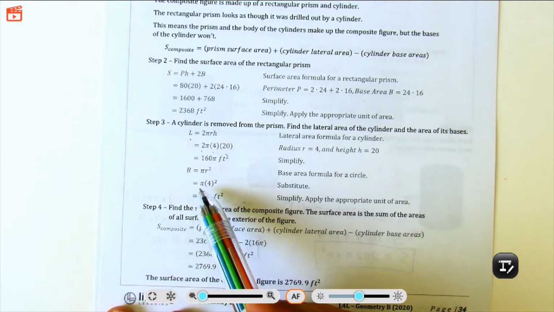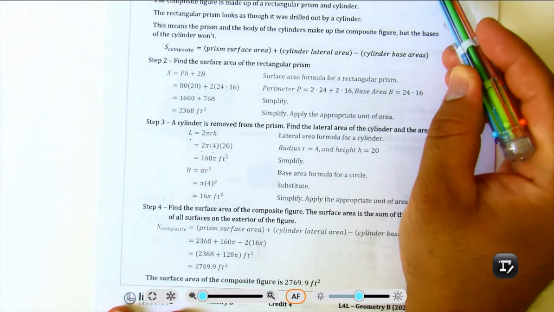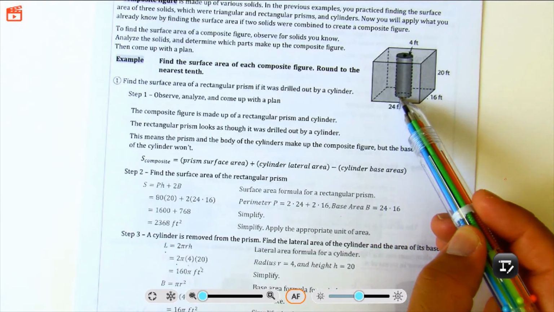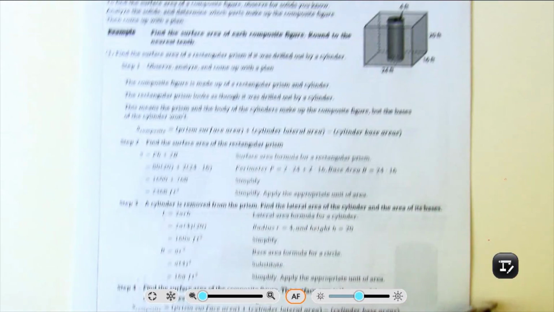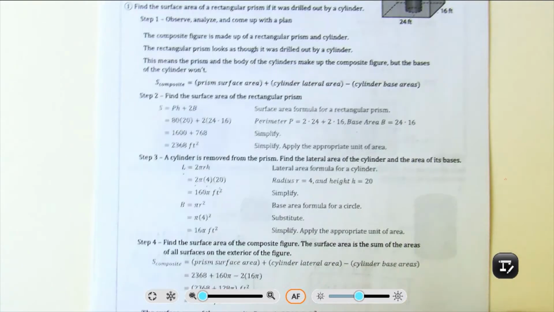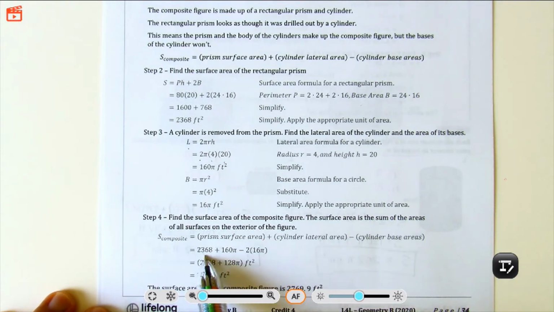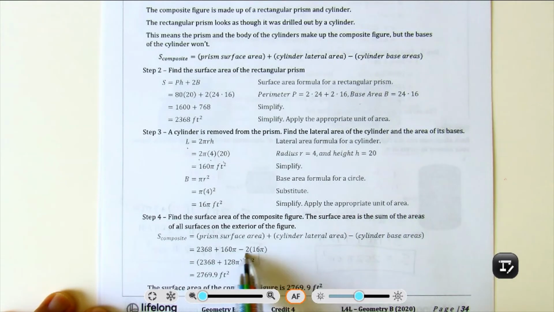So for each base, that is 16 pi. This is 16 pi. And the resulting formula, again, is the total surface area, 2,368, plus the lateral area of the cylinder, minus 2 times the area of the bases. Ends up giving us 2,769.9.